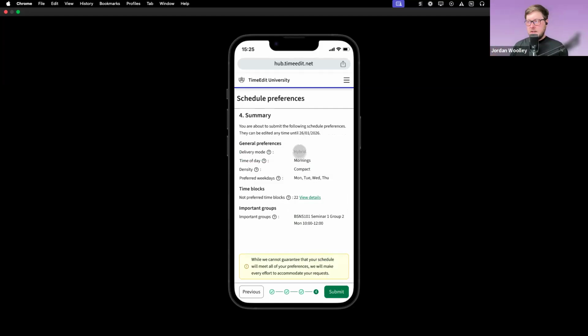Their general preferences, and again, these might persist across periods. So if the student does this the first time, you may simply ask them, hey, in your first semester, you said that you prefer mornings, you don't want to do Fridays. Is that still true? You may not have to collect this every time. And then any priorities that they put in here. Of course, this is configurable too, so if you want to have a message down here to be clear to students that they will not always get everything that they want, then you can do that too.